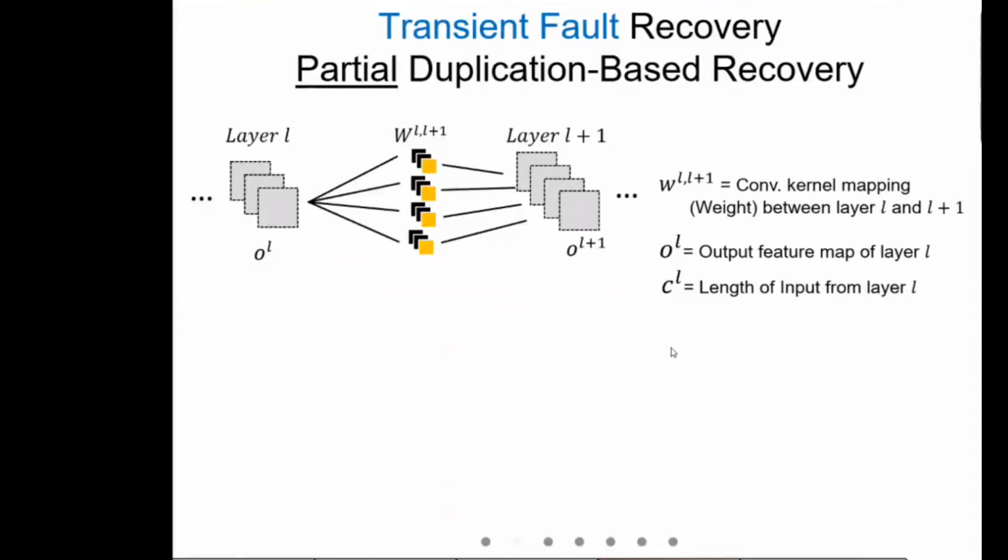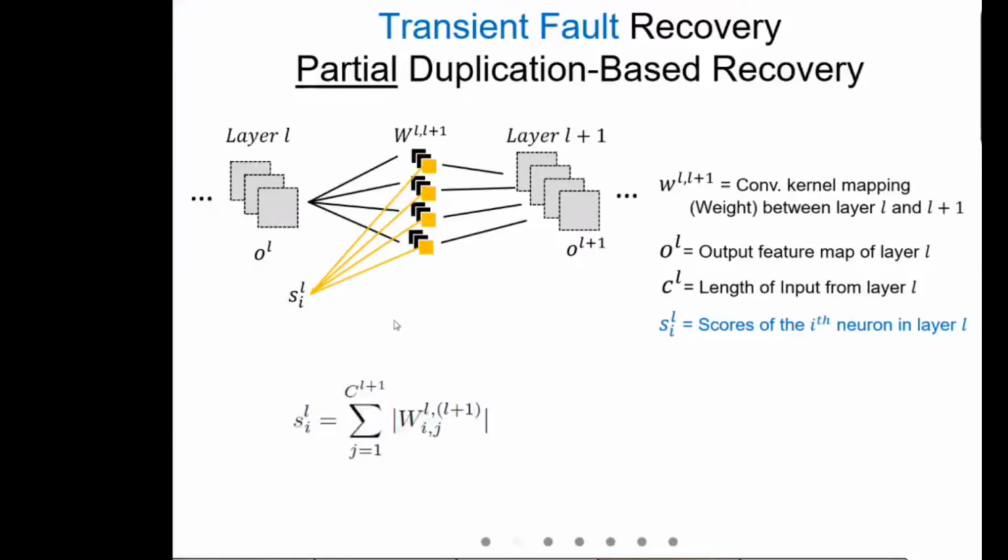So how can we overcome transient errors? We propose a partial duplication-based recovery. The important question is how we can know which parts of the convolutional kernels, which neurons in the network, are important. So we define a score, S.